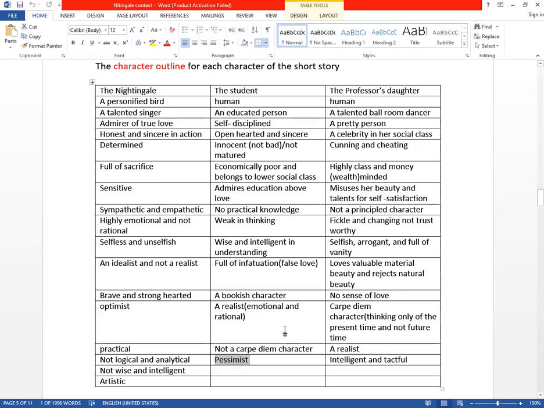Read them again and again. Right. Then we'll stop today's class. We'll discuss the next of this character analysis next week.